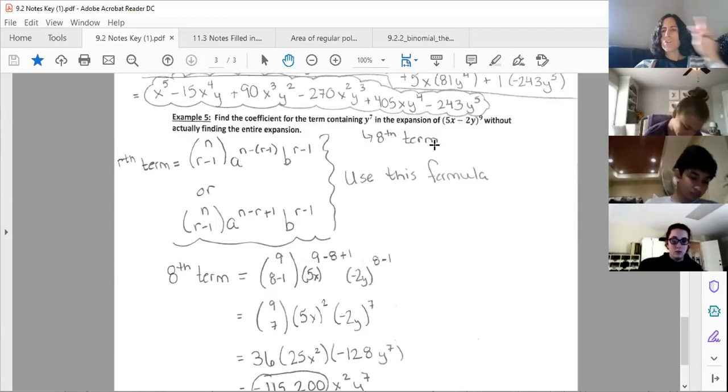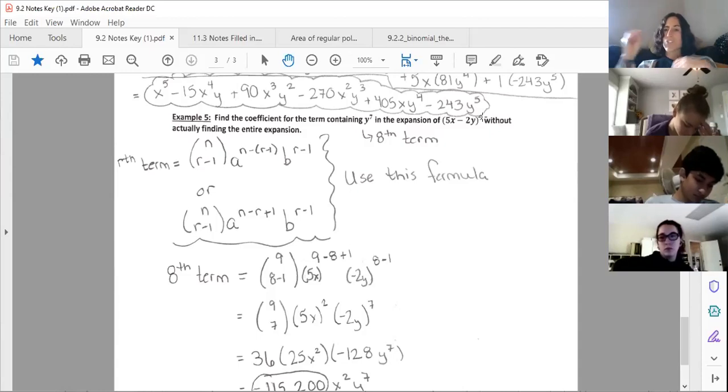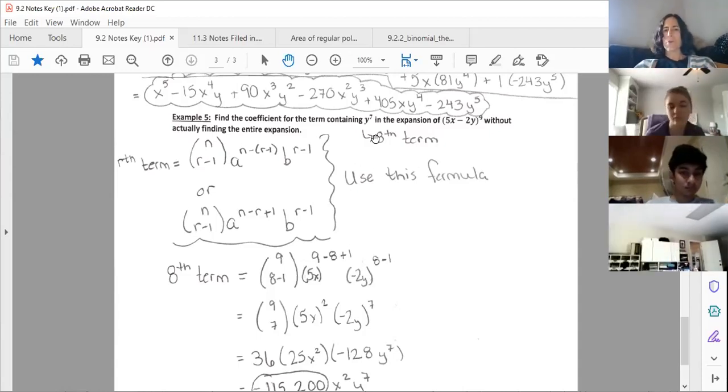Because remember, in the first term, it would be (negative 2y) to the 0 power. You have to remember that's part of it. So this would be the 8th term. If I'm trying to find the 8th term, using this formula for the rth term, r is going to be 8. That's what the r represents, which term you're trying to find. And n represents the exponent, which is 9 in this example.